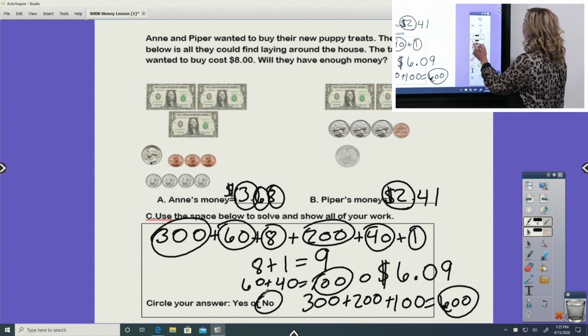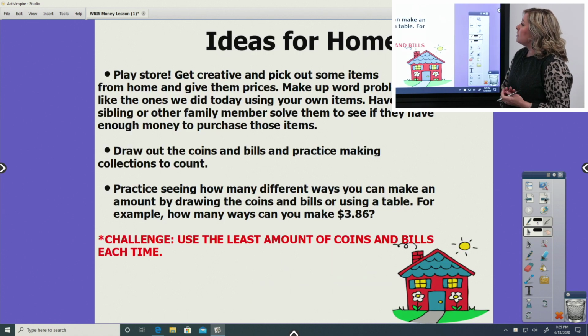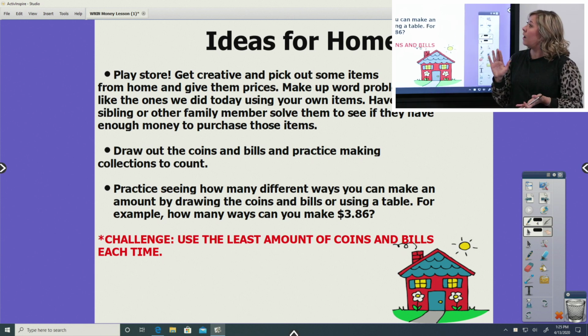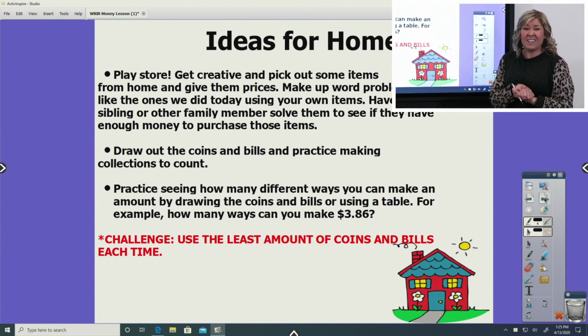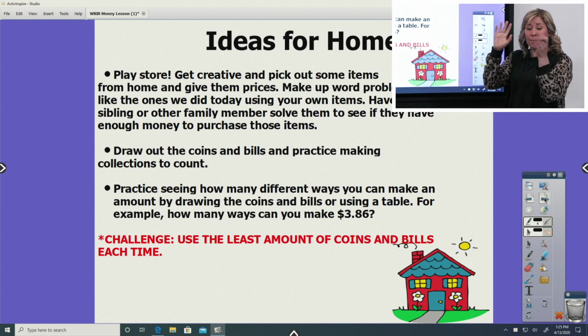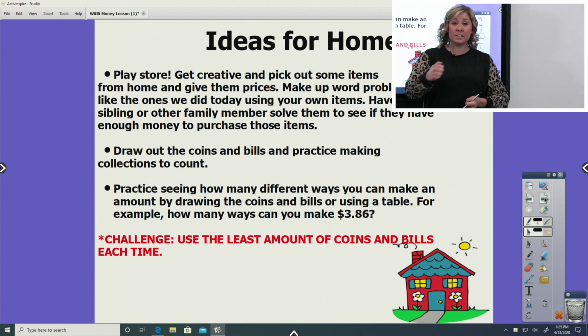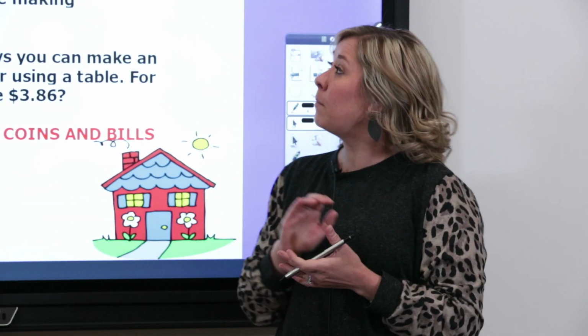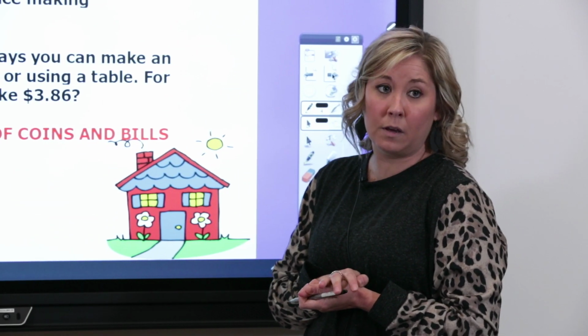All right, so if we go to the next slide, I have some ideas for you at home, some things you can do. Play store. We like to set up a little store in my classroom where we put prices on everything, and I give the kids a certain amount of money, and they go around and they see what kinds of items they could possibly purchase with that money. You could do that at home, or you can make up word problems using your items at home like we did today, and see if your friends, siblings, family members can solve those problems with you.